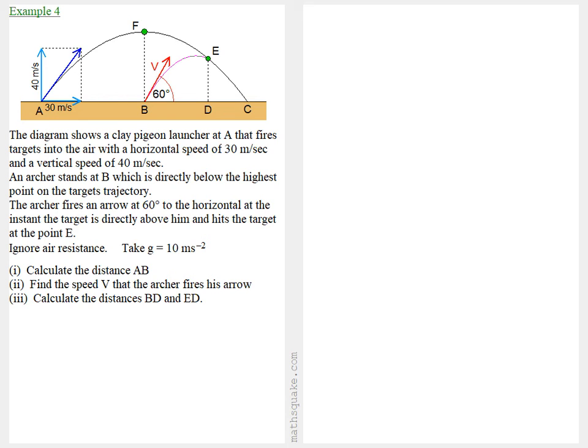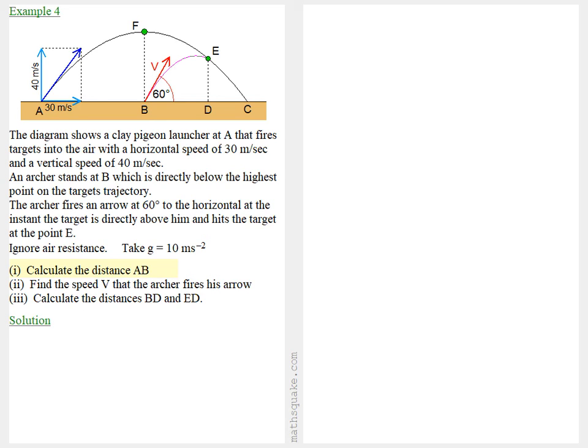The archer fires an arrow at 60 degrees to the horizontal at the instant the target is directly above him and hits the target at point E. Ignore air resistance and take g equals 10 metres per second squared. In part 1, we're asked to calculate the distance AB.